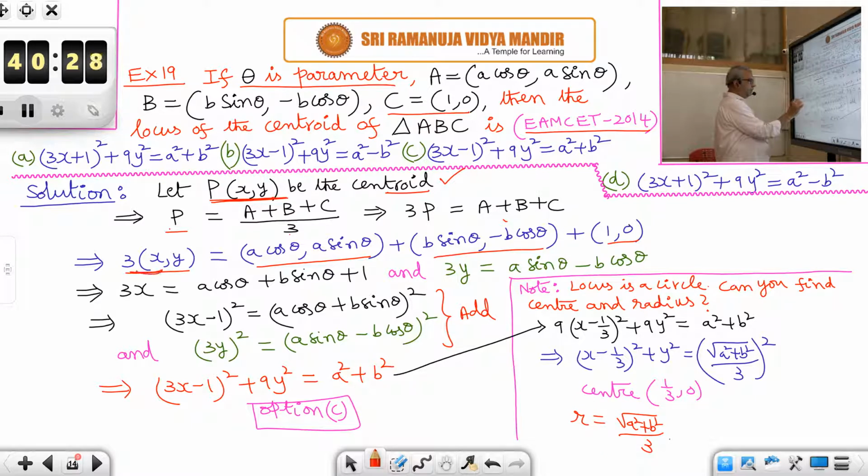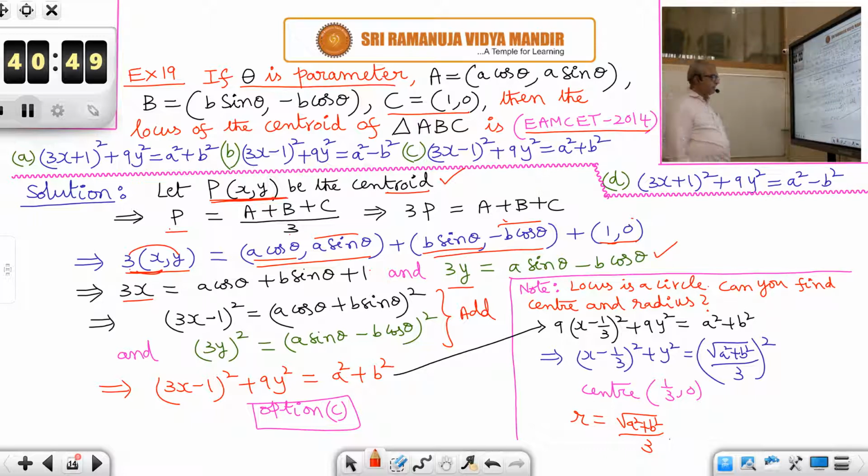X coordinate on the left side is 3x. Right side a cos theta plus b sin theta plus 1. Then we take the y coordinates, 3 into y. So 3y is the y coordinate on the left side. Right side, sum of the y coordinates, a sin theta minus b cos theta plus 0. So here I have written.